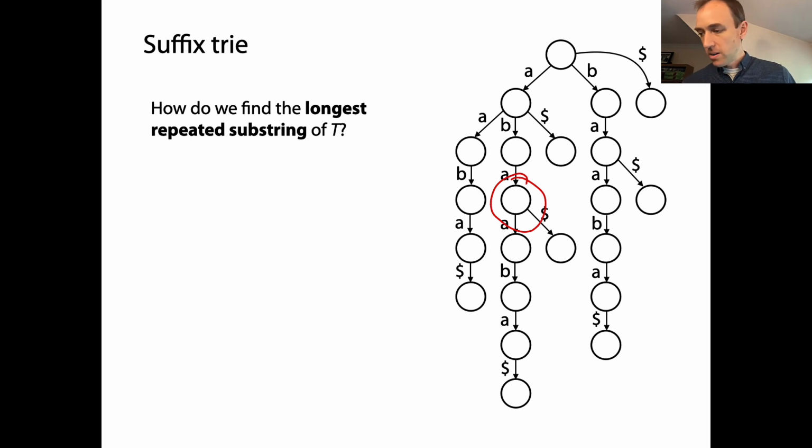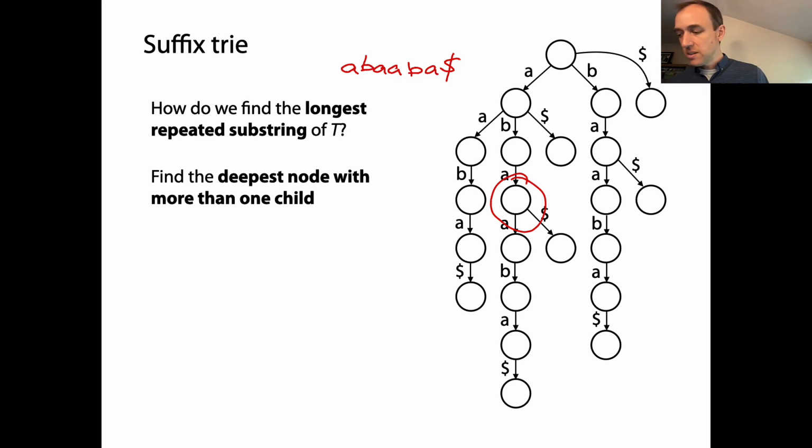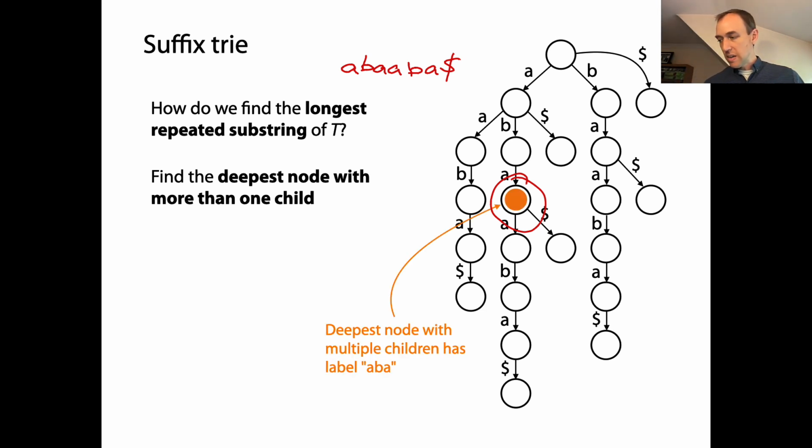Recall that our string is ABA dollar, that's our text T. So that answer would seem to be correct: ABA is the longest repeated substring in that text. The way we can find that is we can look at the trie and find the deepest node that has more than one child, which in this case is that node, and those are the 2 children that it has.